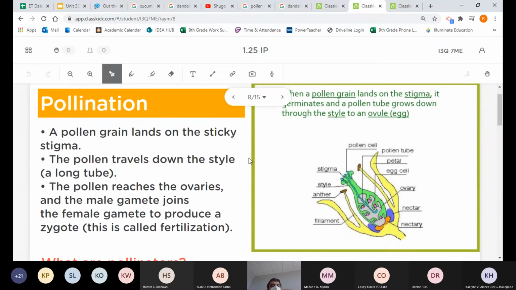Pollination. Can I get another volunteer to read pollination over here, the text on the bottom?